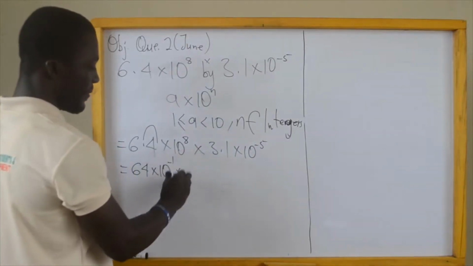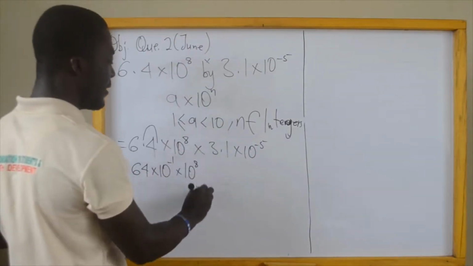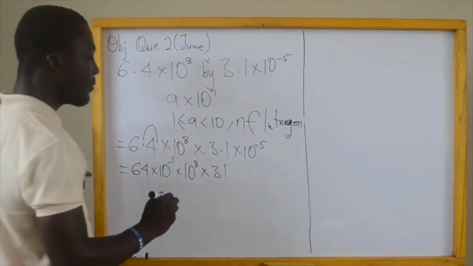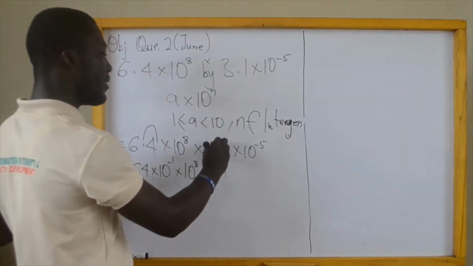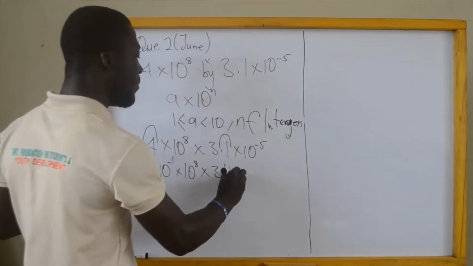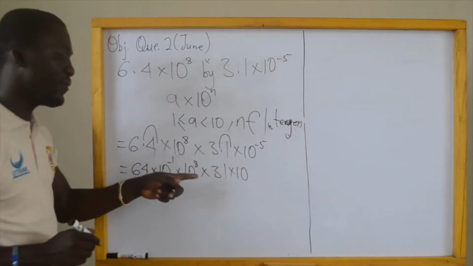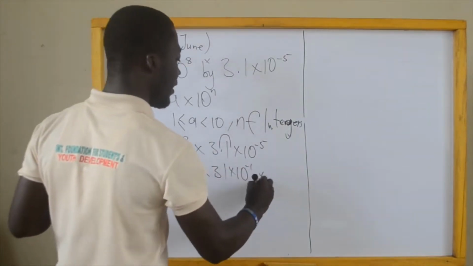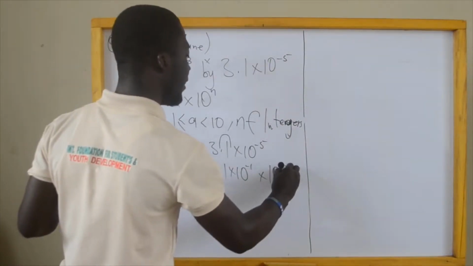Then times this 10 raised to the power 8 times 3.1. You start at the decimal point and you move once to the right. So since I moved once, it will be 31 times 10 raised to the power negative 1 times 10 raised to the power negative 5.